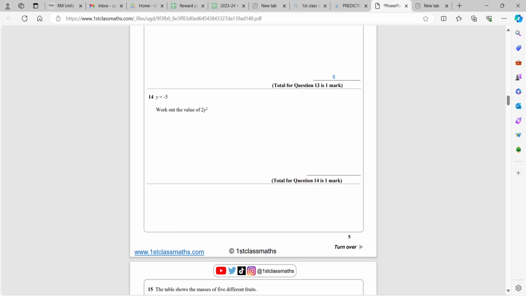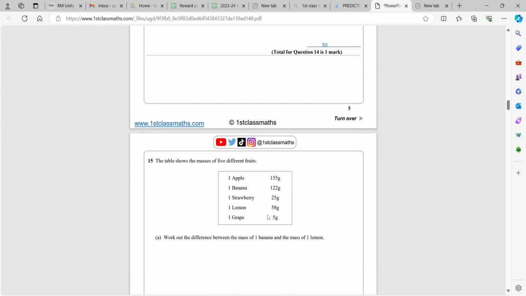Y is equal to minus 5. Work out the value of 2y squared. Now indices always come first. Okay, so we need to do the minus 5 squared first. Now minus 5 times minus 5, minus times a minus gives me a positive, so it's actually 25. Then we've got 2 times by 25, which gives me 50. Again, only 1 mark.